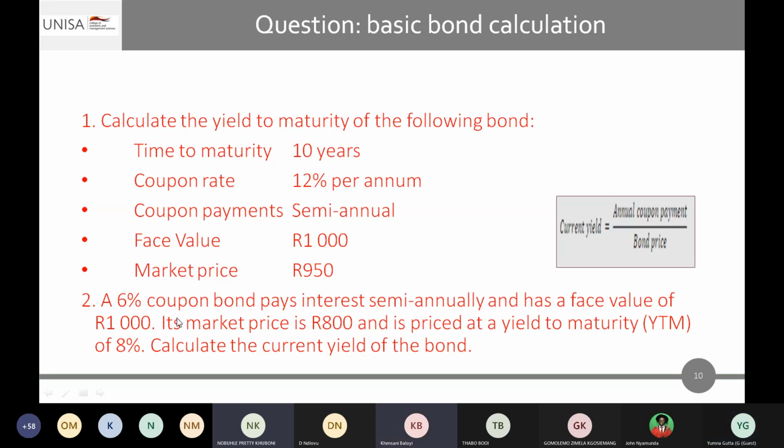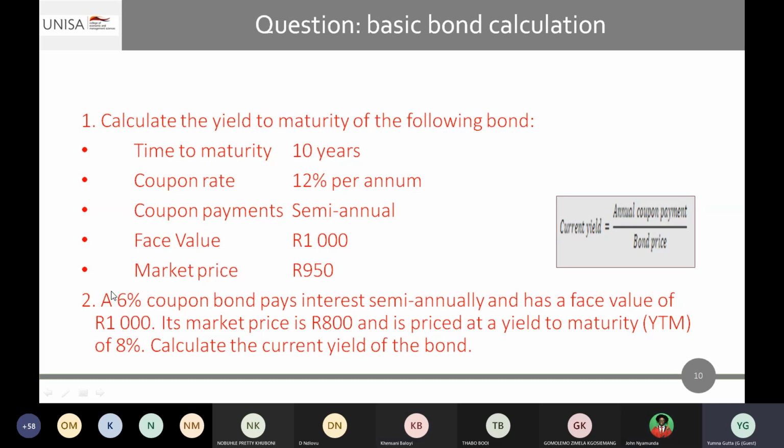Yes, that's why I'm saying that if you divide by 2, you get 30. But you see here, the formula says annual coupon payment. So that means the 6% is an annual one, not a semi-annual one. Yes, it's annual. That's why I got confused, because if we're saying it's semi-annual, then the question doesn't really make sense. Yes, that's right.